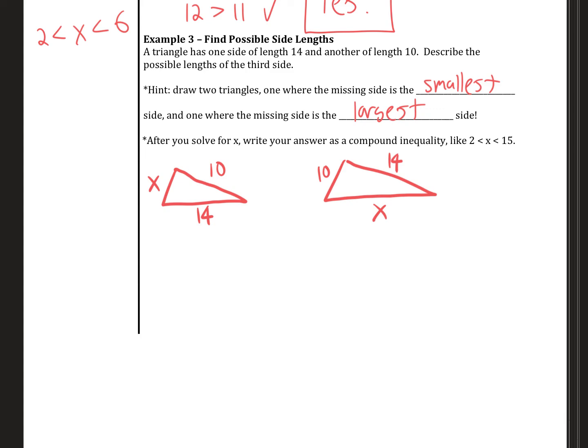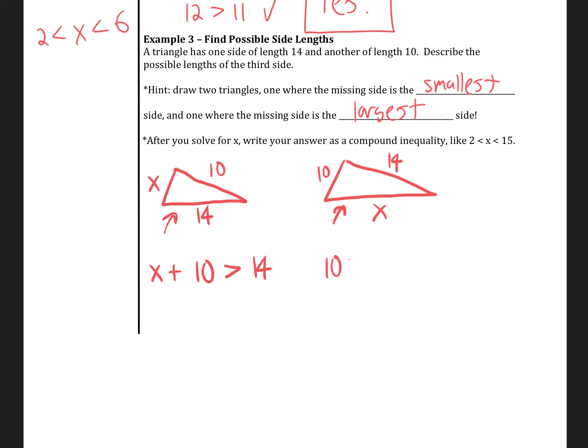So what are the two smaller sides for this diagram over here? x and 10. So x plus 10 needs to be greater than, what's the biggest side? 14. How about over here? Where are the two smallest sides? 10 plus 14 needs to be greater than what? The biggest side is x.